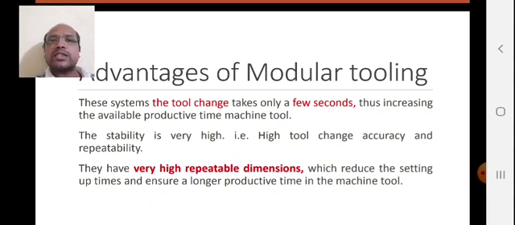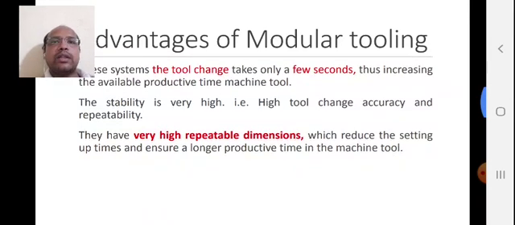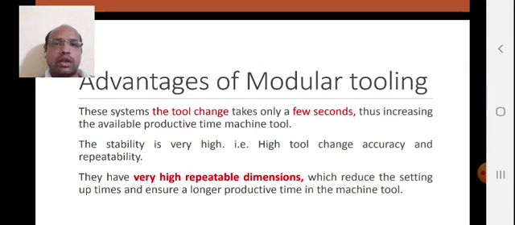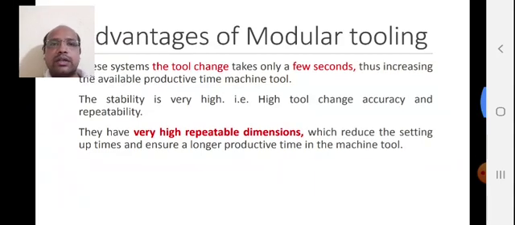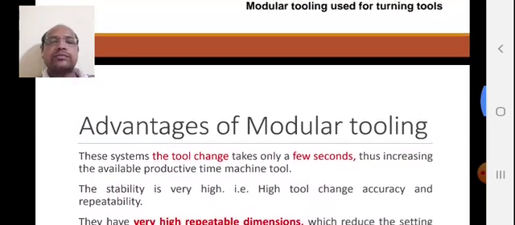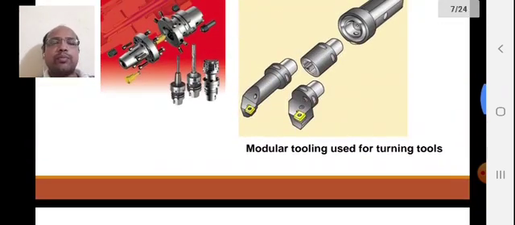Thus we can increase the productivity of the machine and the productivity of the production. We can reduce the non-productive time, and we can keep the machine tool available for a long time. Stability is very high. High tool change accuracy and repeatability is there. They have very high repeatability of dimensions, which reduces the setting up times and ensures long productive time in the machine tool. So these are the advantages of modular tooling.